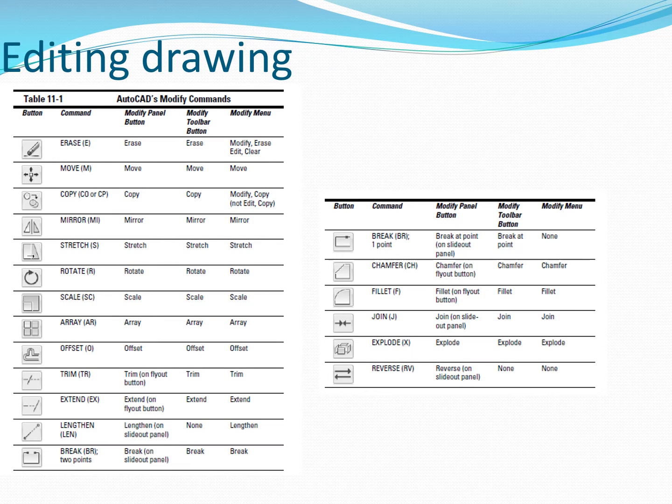Okay, this is the icon for editing drawing. So the symbols are erase, move, copy. This one is a short form: Stretch is S, R is rotate, SC is for scale.